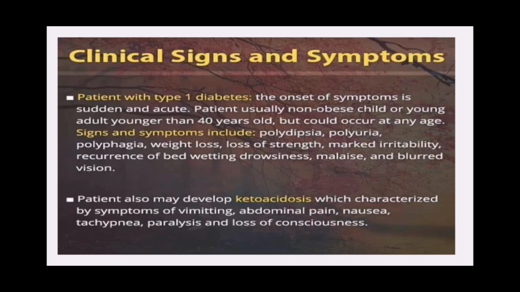Clinical signs and symptoms. Patients with type 1 diabetes: the onset of symptoms is sudden and acute. Patients are usually non-obese, children or young adults younger than 40 years old, but it could occur at any age. Signs and symptoms include polydipsia, polyuria, polyphagia, weight loss, loss of strength, marked irritability, recurrence of bedwetting, drowsiness, malaise, blurred vision.